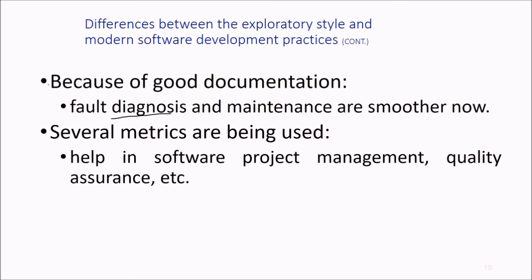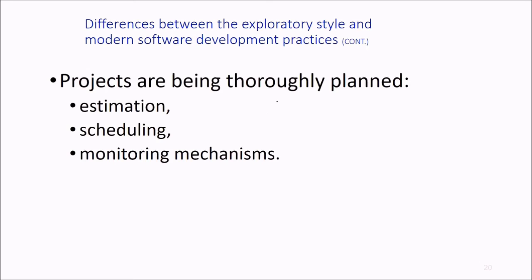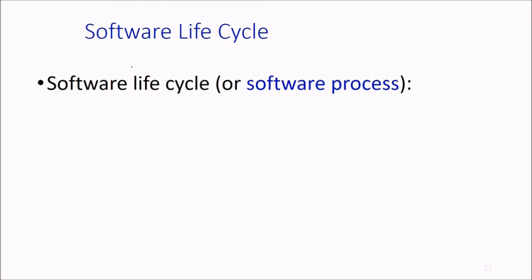Various metrics are there. We call them metrics because they measure and evaluate something. They help software project management and quality assurance, and various aspects and parts can be evaluated more precisely. Projects are now thoroughly planned. Previously, we were not aware of the time or the scheduling; it was not there. Now we have various monitoring mechanisms. And finally, we use CASE tools, computer aided software engineering tools.